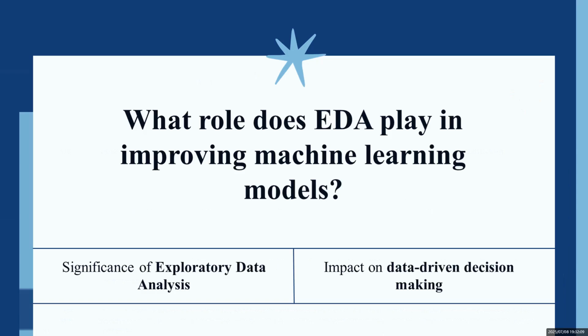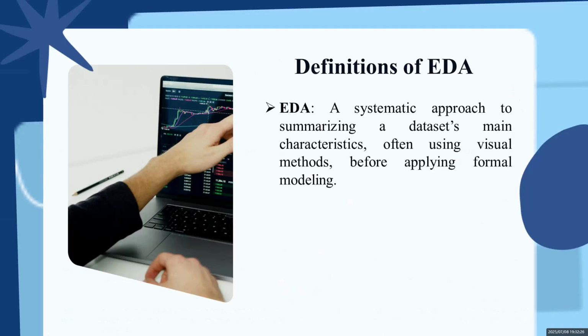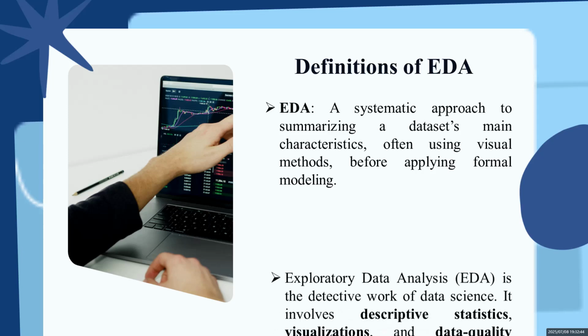All right, so what role does EDA play in improving machine learning models? So we'll talk about the significance of exploratory data analysis, as well as the impact on data-driven decision making. Now let's look at the definition of EDA. EDA is a systematic approach to summarizing a dataset's main characteristics, often using visual methods before applying formal modeling.